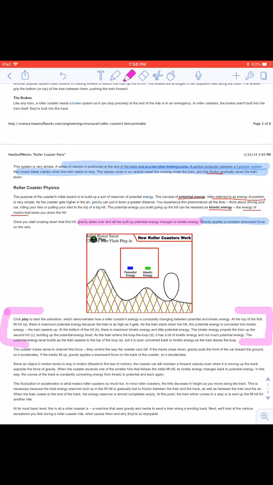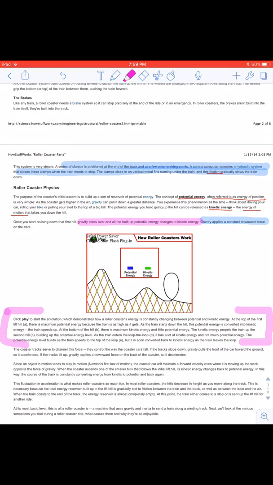All right, let's continue. The coaster tracks serve to channel this force. They control the way the coaster cars fall. If the tracks slope down, gravity pulls the front of the car toward the ground, so it accelerates. If the tracks tilt up, gravity applies a downward force on the back of the coaster, so it decelerates. Since an object in motion tends to stay in motion, Newton's first law of motion, the coaster car will retain a forward velocity even when it's moving up the track, opposite the force of gravity.